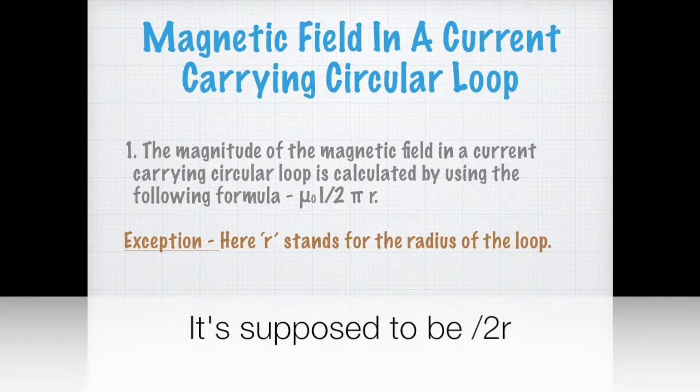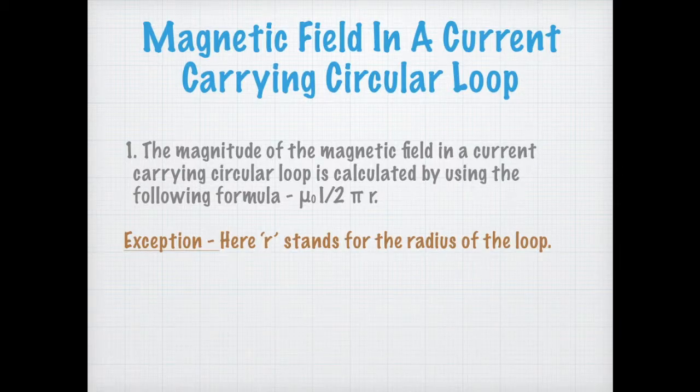The magnitude of the magnetic field in a current carrying loop is calculated by using the formula mu I upon 2r. It's not supposed to be 2 pi r, it's only supposed to be 2r. The symbols depict the same things as in the previous part. The mu stands for permeability, I stands for current, there is no pi, sorry. The only difference is that r stands for the radius of the loop. It's not the distance at which you're measuring it. You need to measure it at the center, so it is the radius of the loop.